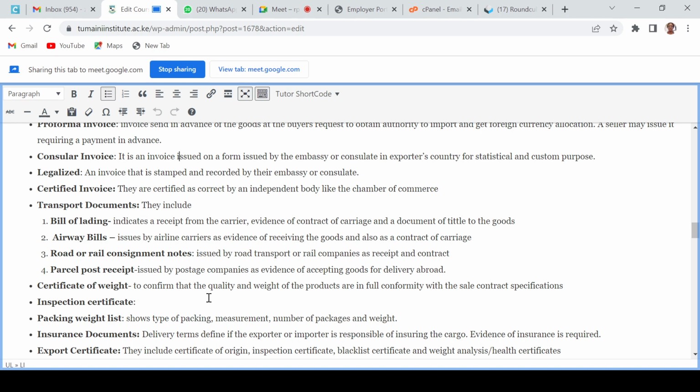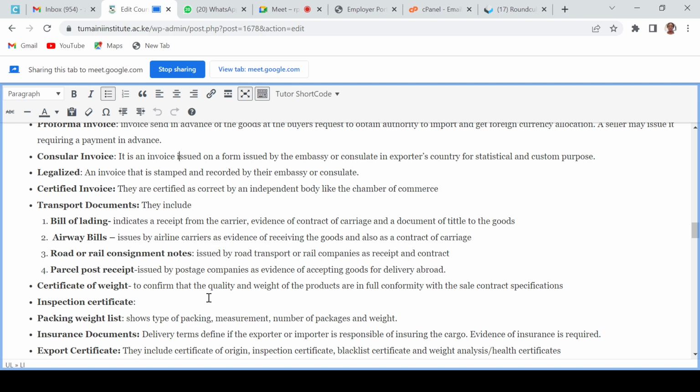Then we have what we call road or rail consignment notes. What are these? This is a document issued by road transport or rail companies as receipt and contract. So it's serving a similar way.